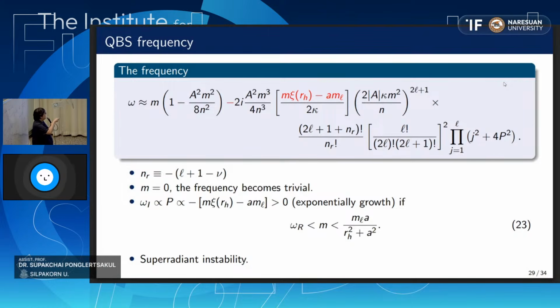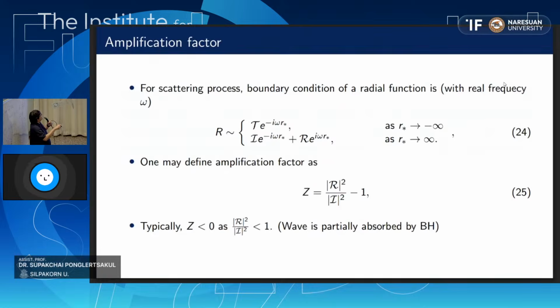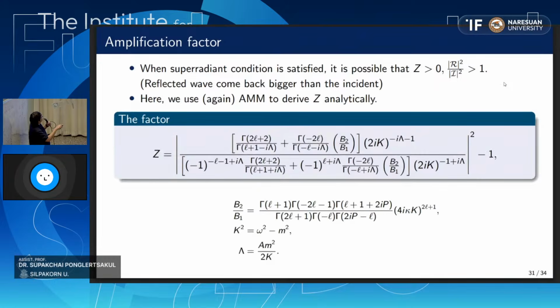That's basically the superradiant instability. The last part, where I'd like to say, sorry, I know that I'm a bit late now, is the so-called amplification factor. This factor tells us how much energy is being extracted from the black hole. If this amplification factor is greater than zero, or positive, that means the absorption of energy happens.